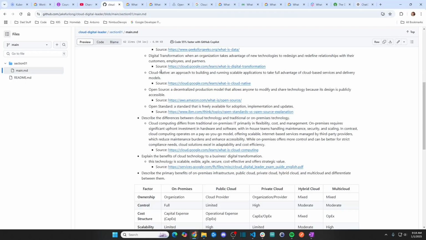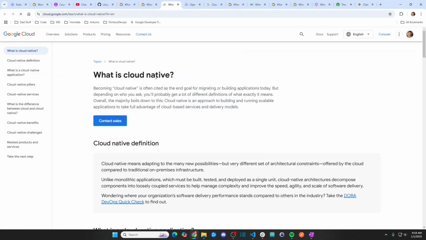Next up, we have cloud native, which is an approach to building and running scalable applications to take full advantage of cloud-based services and delivery models. I will personally add that this needs to be your first approach, a cloud-first type approach, to really be native to the cloud. And there is Google documentation on what is cloud native. Again, I highly recommend you read this document in its entirety.